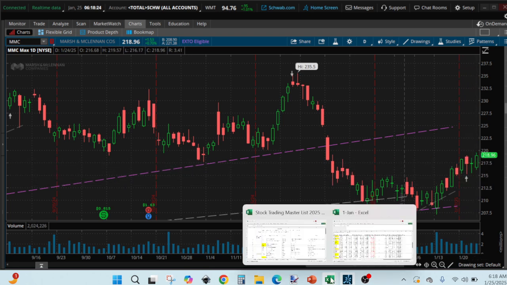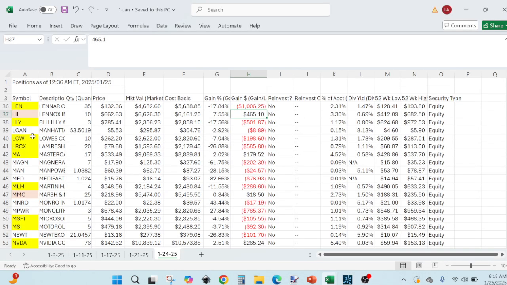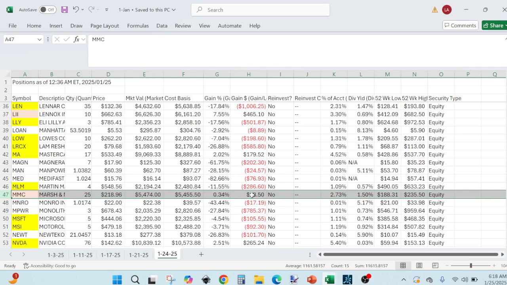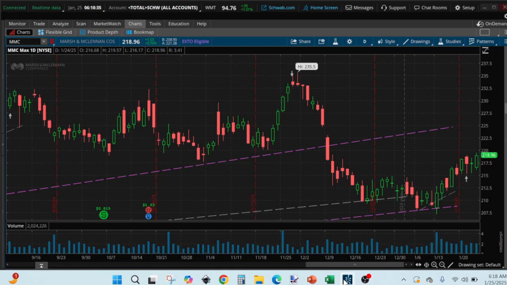And when the market closed on the 24th, we have a little bit of profit in it. But yeah, that is a long swing trading strategy.